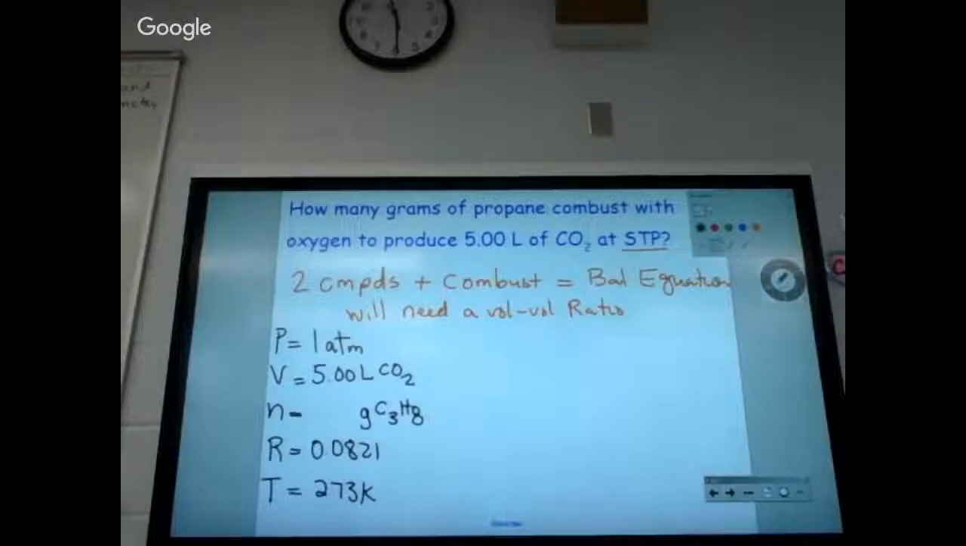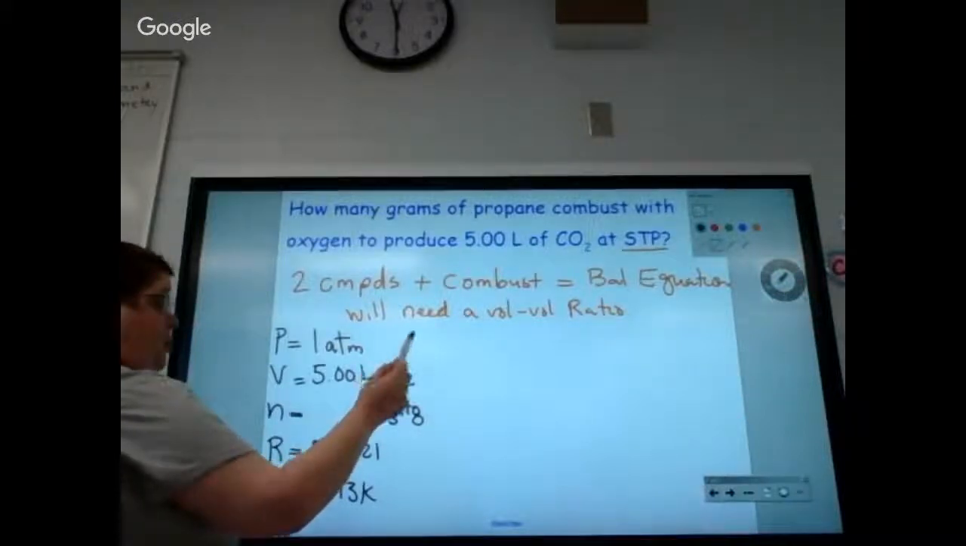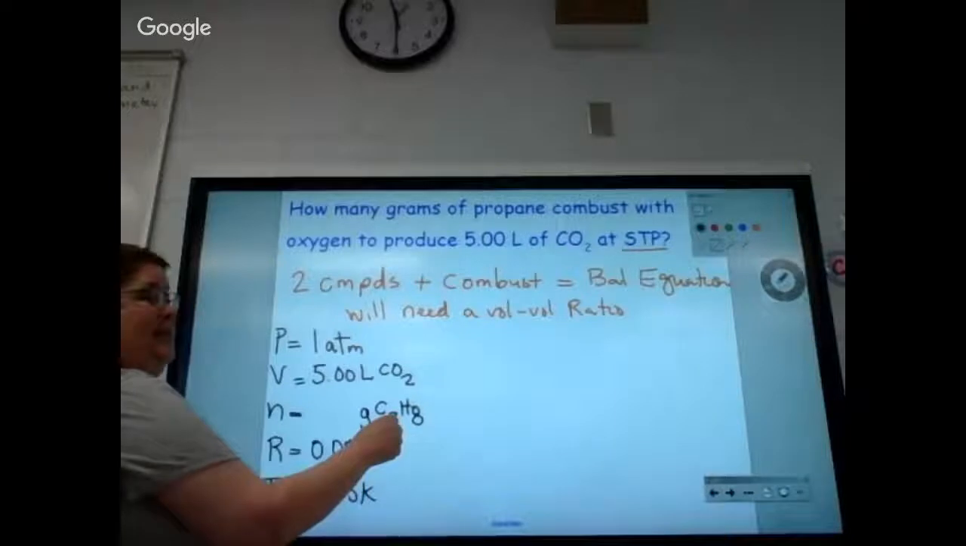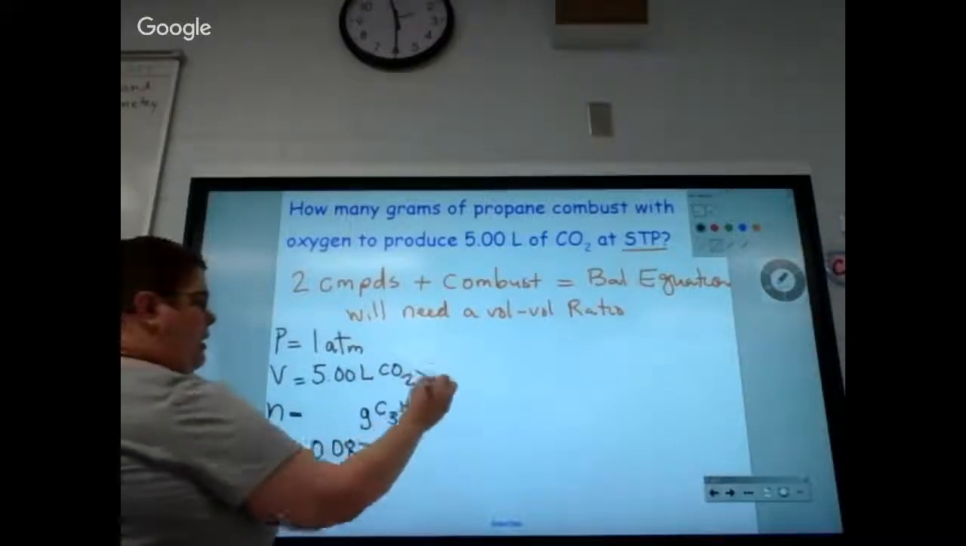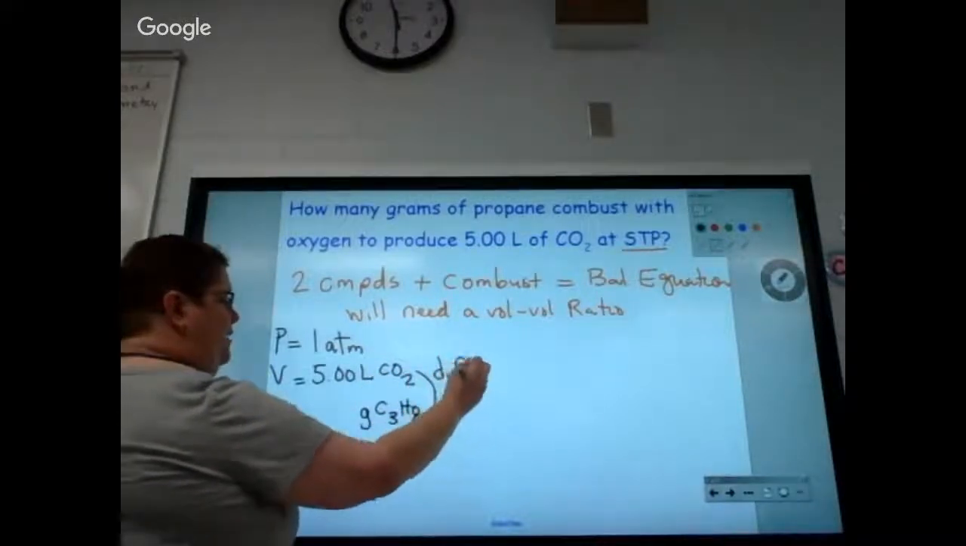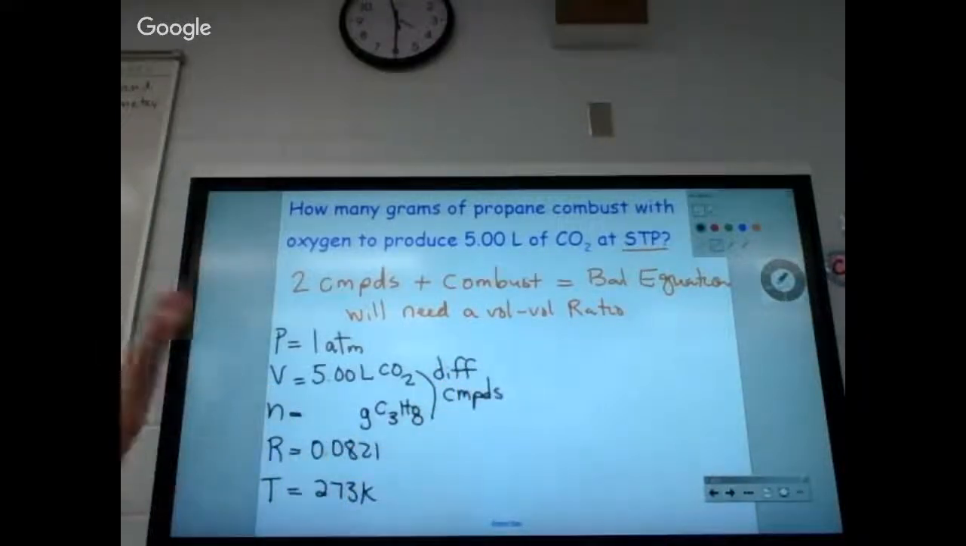Now, this is what makes this question different from the ones you worked on the quiz. On the quiz, I gave you find volume of CO2, and I wanted a mass of CO2. But on this problem, I'm giving you a volume and a mass of 2 different compounds, okay? These are different compounds. That's what makes this question different from what you worked on the quiz, okay? That's the only thing that's different. That's why you need the balanced equation, because you're going to have to change with the volume ratio.